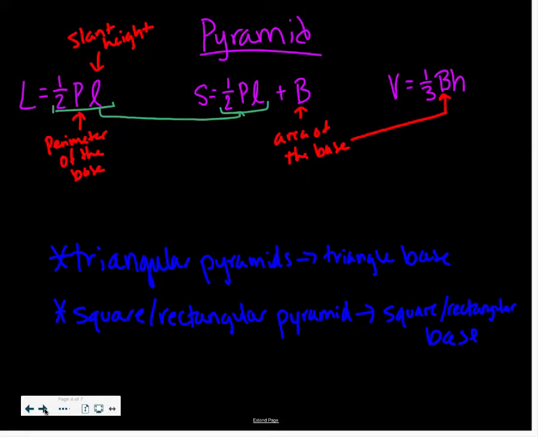All right, pyramids. The lateral area is 1/2. Don't forget that 1/2. 1/2 times the perimeter of the base, and then times a cursive L. That cursive L represents the slant height.